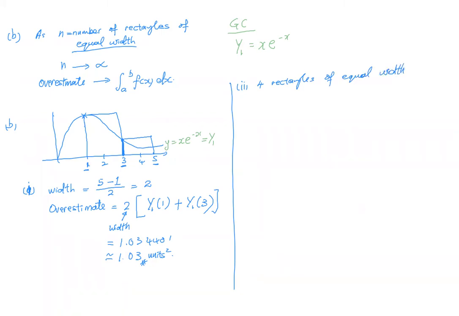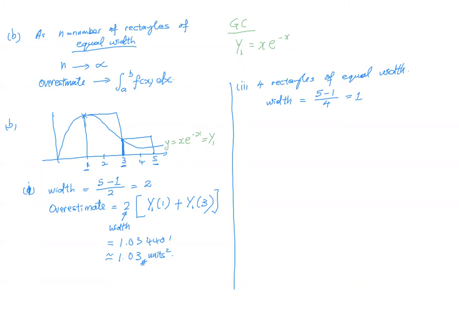So what is the width of the rectangle now? What is the width of the rectangle? So we take 5 minus 1 divided by 4. So the width is 1 unit. So the first one is here. So I'm going to use green to draw it here.